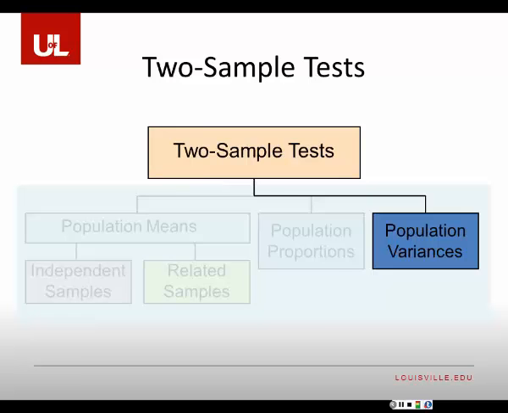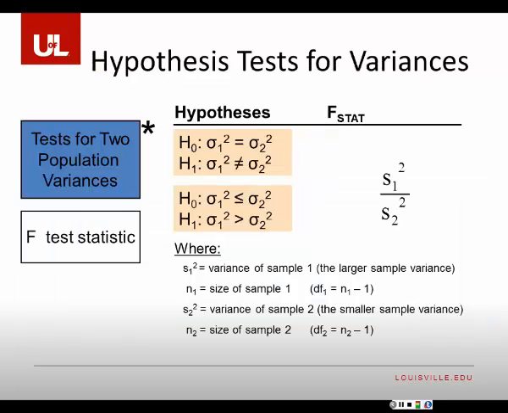So population variances. We want to test whether or not two variances are equal to one another. This is going to be S squared 1 and S squared 2. In order to do this, we need to take the ratio of the sample variances. The closer that ratio is to 1, the closer they are to equal to one another. The farther away from 1 it is, the more likely they are not equal to one another.